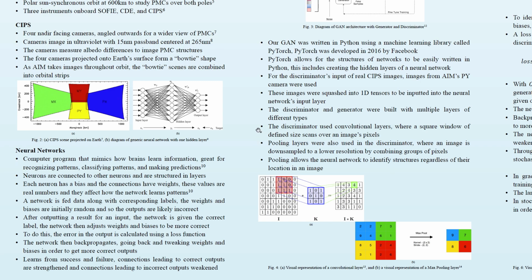So we wanted to apply neural networks to data from CIPS, and I want to describe what a neural network is. It's a type of computer program that mimics how the brain learns information. These programs are really good at recognizing patterns and classifying them, as well as making predictions.